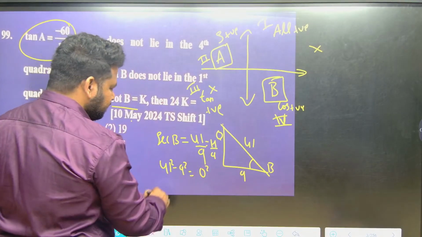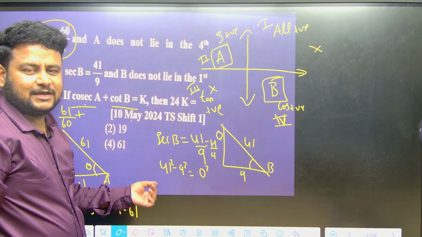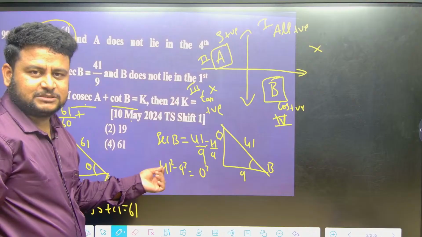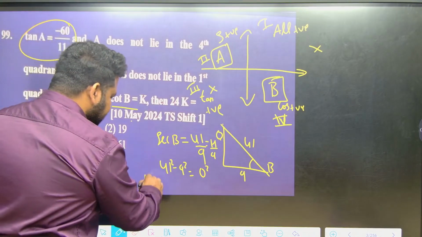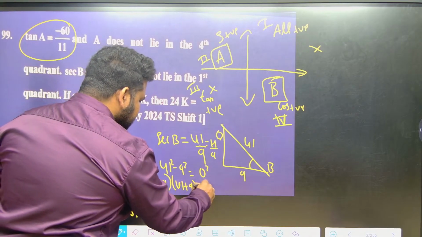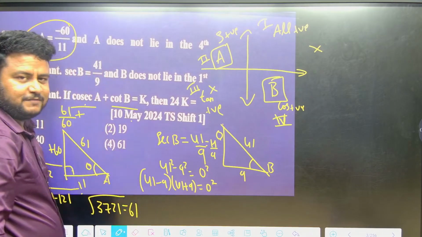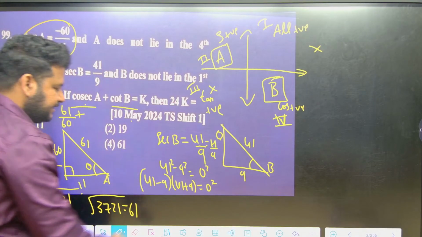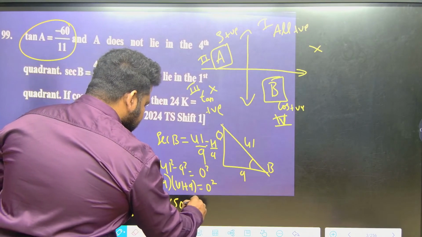Opposite square I can find out, 41 square minus 9 square. Instead of using the square, what can I apply here? This is of the form a square minus b square, so I can use a plus b into a minus b. This will be 41 minus 9 into 41 plus 9 is equal to o square. So 41 minus 9 is what, friends? 41 minus 9 is nothing but equal to 32.